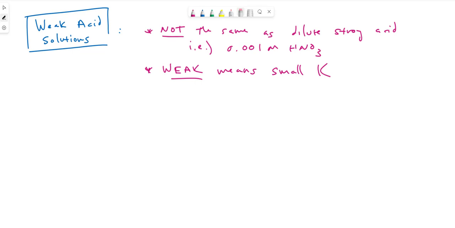But with weak acids and bases, it's quite a bit different. And so it's not simply the same as saying it's like a dilute strong acid. For instance, a weak acid is not the same as saying like 0.0001 molar nitric acid, because nitric acid is still a strong acid, it's just really dilute. And we know that for strong acids, K is very, very large. But a weak acid or a weak base, really what that means is a much smaller equilibrium constant. So how do we think about solving these things?